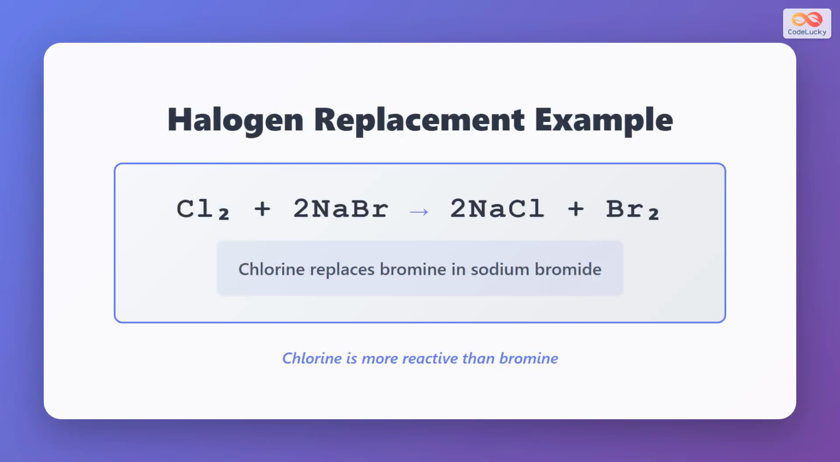Now for a halogen replacement example. Chlorine gas plus 2 sodium bromide yields 2 sodium chloride plus bromine gas. Here, chlorine is replacing bromine in sodium bromide. The chlorine atoms take the place of bromine atoms, forming sodium chloride, which is common table salt, and releasing bromine gas. This occurs because chlorine is more reactive than bromine, allowing it to displace bromine from the compound.